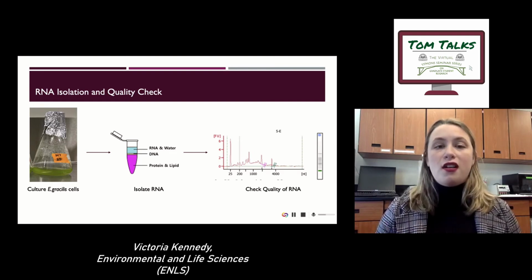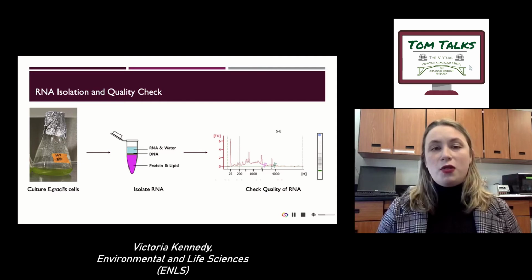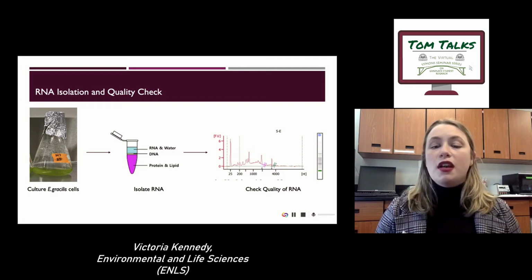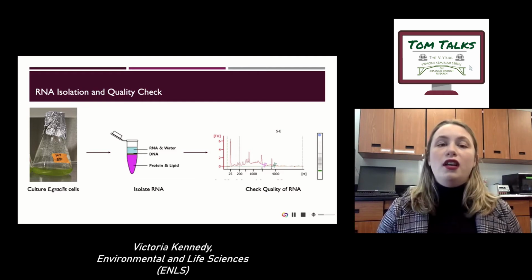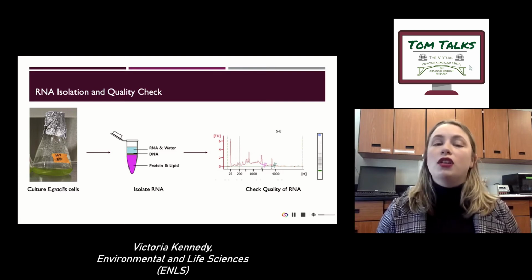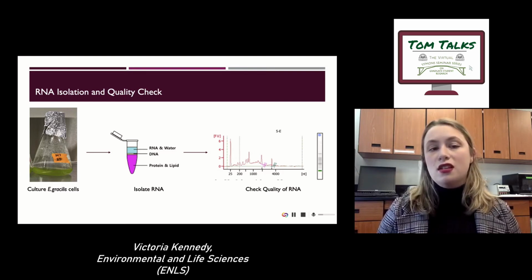So to isolate RNA, I used an organic extraction method, which essentially just separated out the RNA from the DNA and the protein and lipids that would also be found. And so once you have isolated RNA, you need to check the quality of it because you want to make sure that you're only sequencing with high quality RNA. This just makes your analysis later on a lot easier and more reliable.